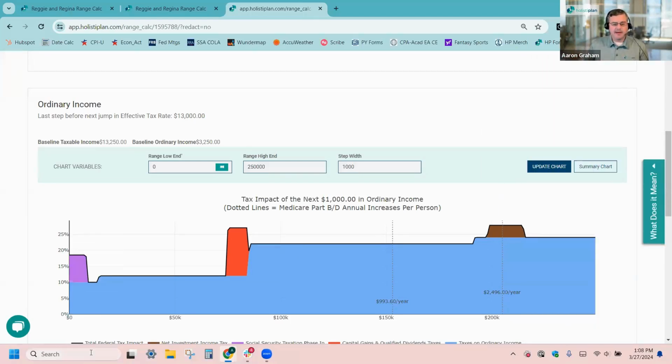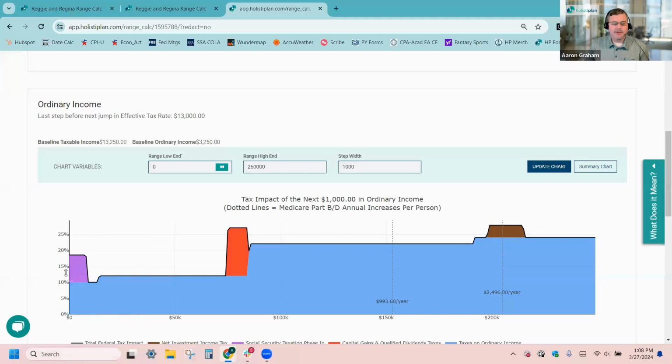So what we're seeing here with Reggie and Regina is we have some purple, some light blue, some red, and some brown. These are some of the more common colors that you see on a Range Calc graph. We are going to blow your mind a little bit and look at a rainbow of colors on a different example here, but we just want to start basic and build on that.